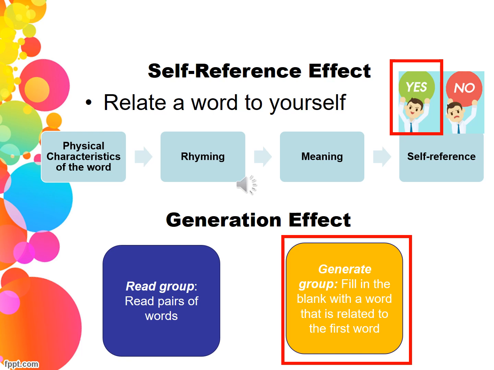Whereas the generate group needs to fill in the blank with a word that is related to the first word, and the experimenter provides the first two letters of the second word, which is the word they need to fill in. And it was found that participants in the generate group can actually remember and recall more words compared to those people who just read.